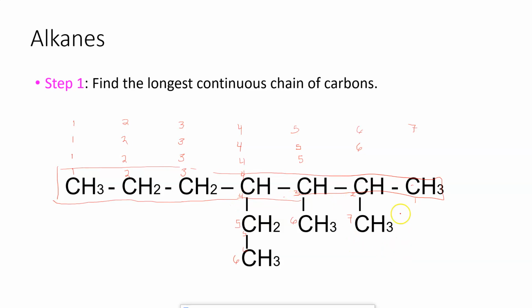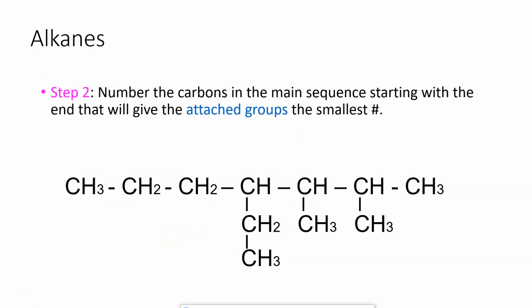Or if you want that one here, I'm just going to take this one. It's easier. Visually it's easier, right? Okay. Now let's move on. I already know the longest chain contains 7 carbons, right? Now, I have to number these carbons in the main sequence, starting with the end that will give the attached groups the smallest number. What are the attached groups?